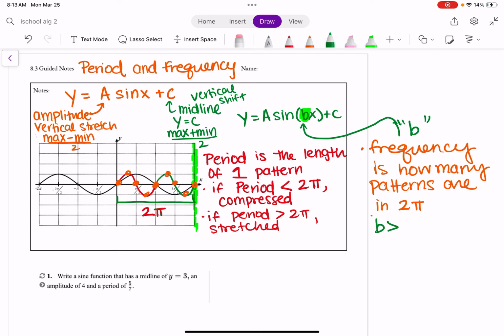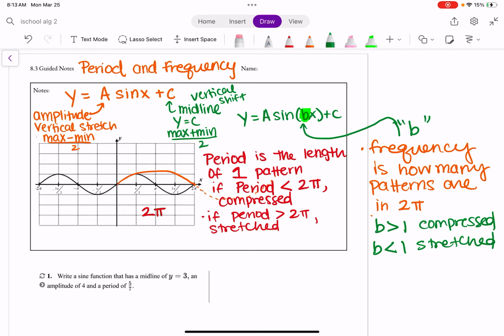So I'm going to use B. If B is greater than 1, that means there are more patterns in the same space, so that means it's compressed. And if B is less than 1, that means there's less than one pattern. That would look something like this. Let's say there's a half pattern within 2 pi. That would look like this, and then it would keep extending on past this. So if B is less than 1, that means it's stretched.